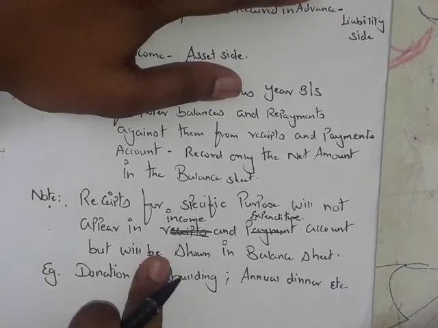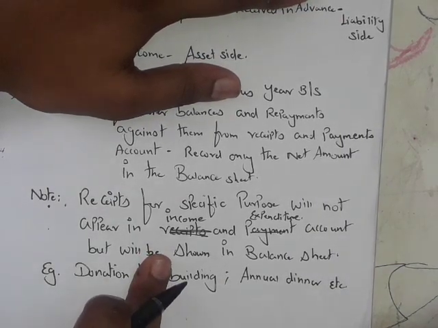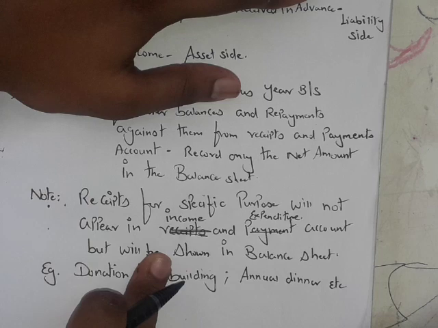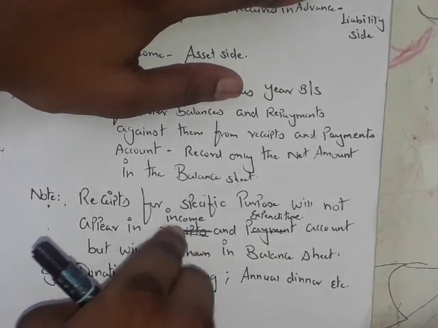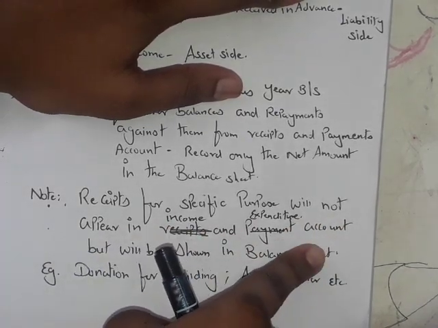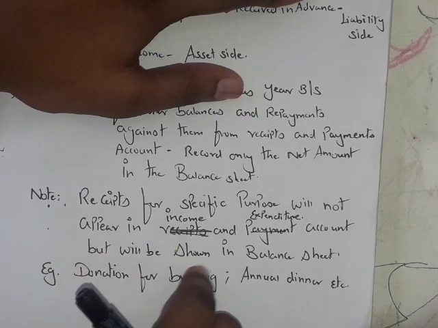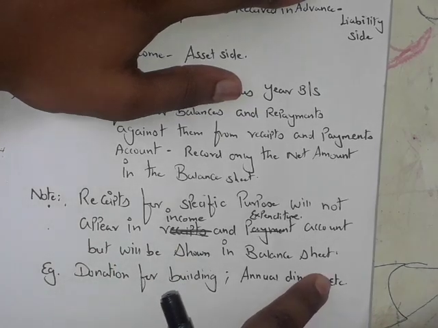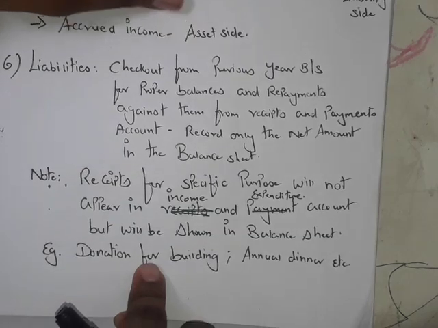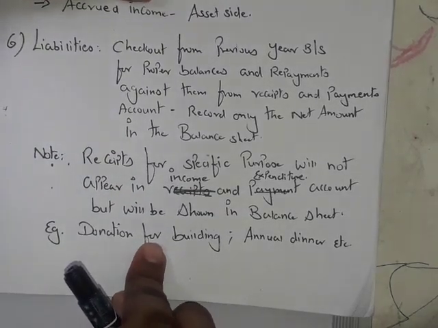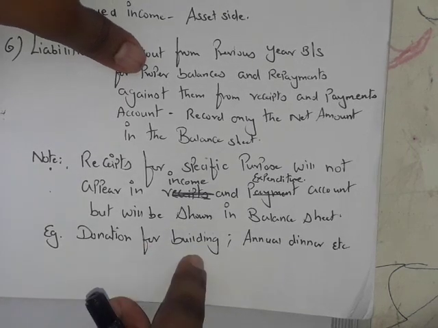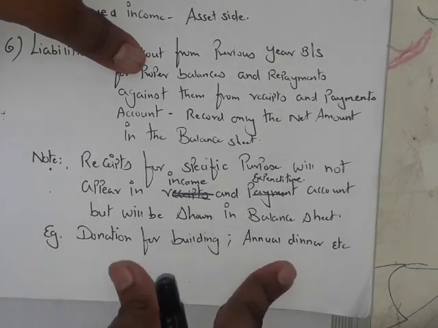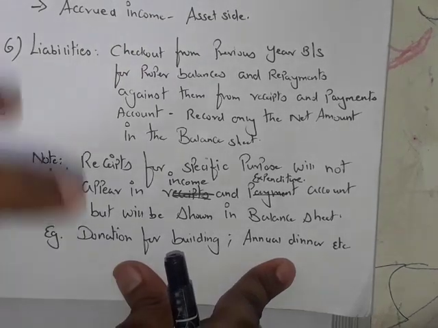Any specific donations or funds received for a specific purpose will not appear in your income and expenditure account, but will be shown in your balance sheet. Examples of such specific donations or specific funds are donation for the building, annual dinner donation, etc.